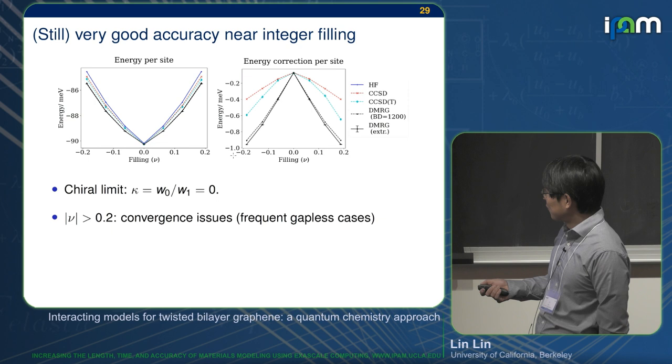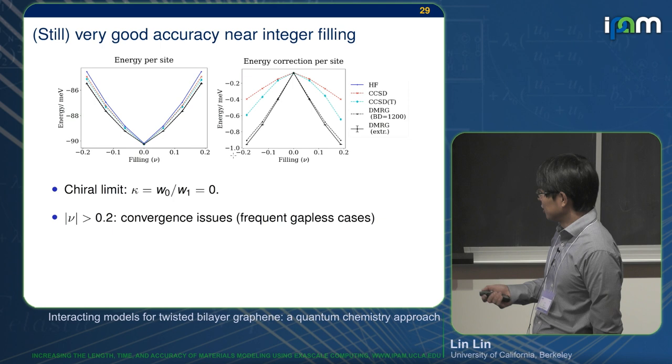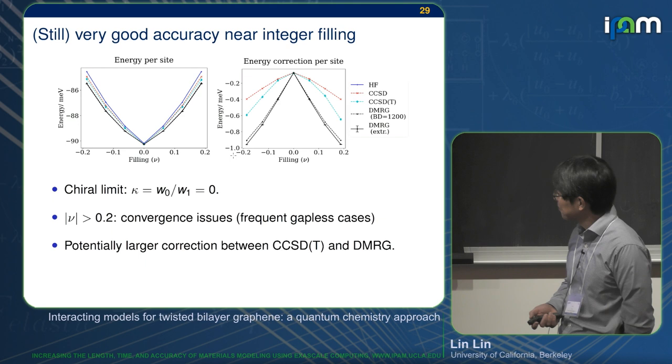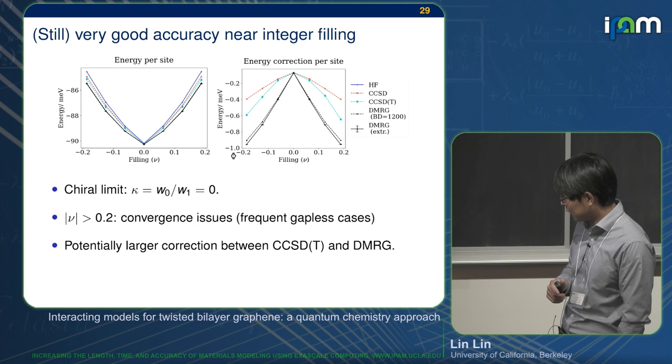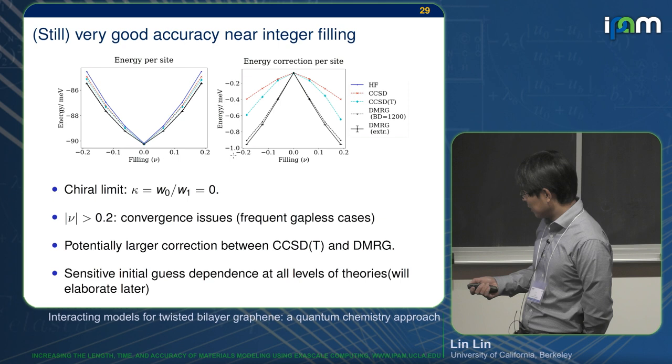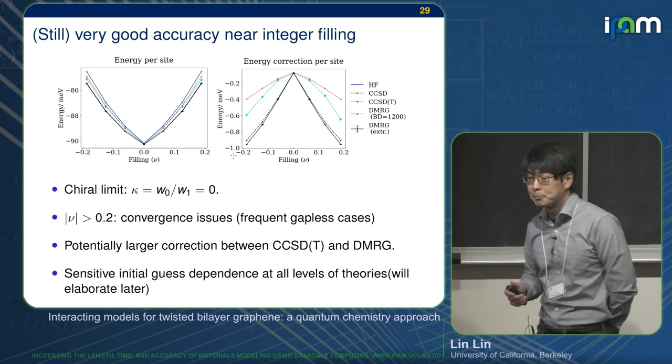For nu bigger than 0.2, we used to have a lot of convergence issues, but now we have some better ideas how to handle them, so this will be reported in future work. So this is a potentially larger correction between the CCSD and DMRG calculations. Later I'm also going to talk about the importance of the initial guess dependence at pretty much all levels of theory, including the DMRG.